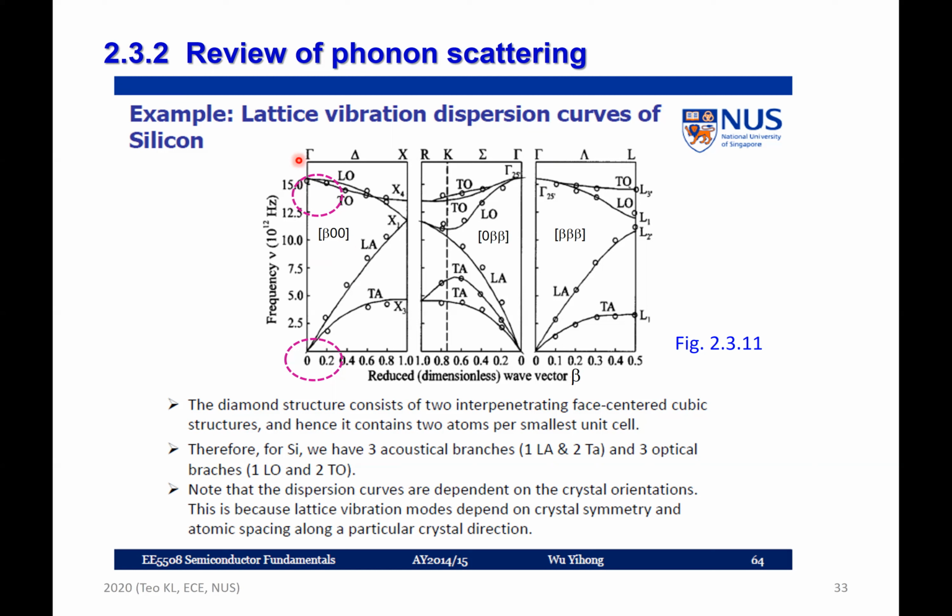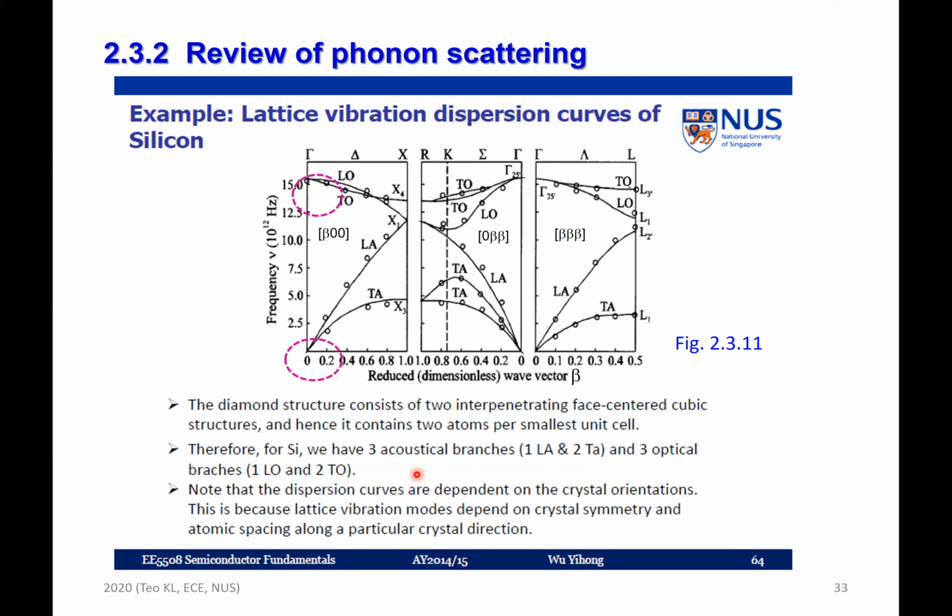The phonon frequency, not photon, phonon frequency, is a function of the wave vector beta. So I use beta here as the phonon wave vector to differentiate from the electron wave vector k. Beta for phonon wave vector. In silicon, you have 3 acoustic branches, 1 longitudinal acoustic and 2 transverse acoustic modes. And you have 3 optical branches, 1 longitudinal optical and 2 transverse optical modes.